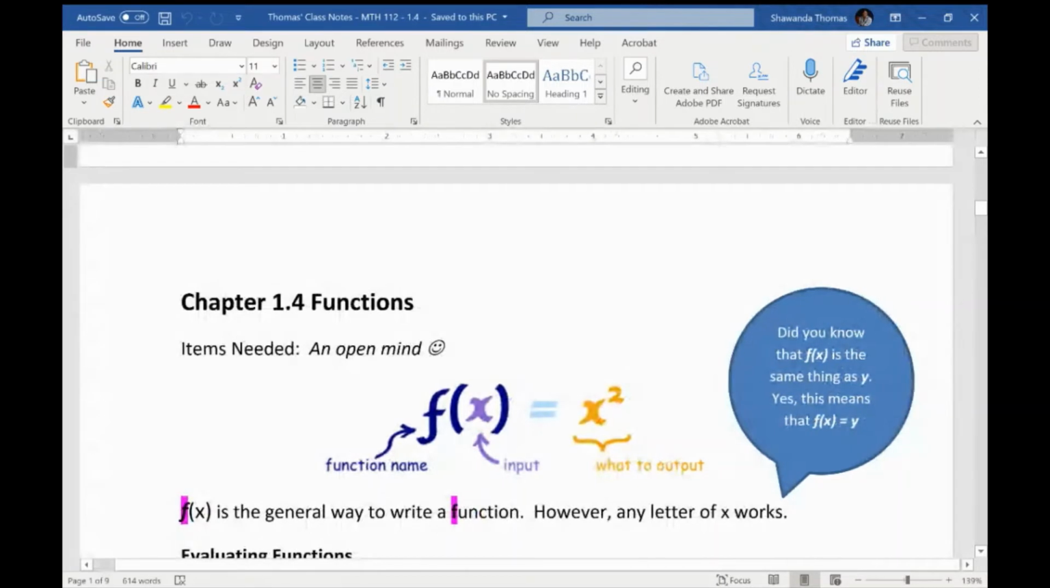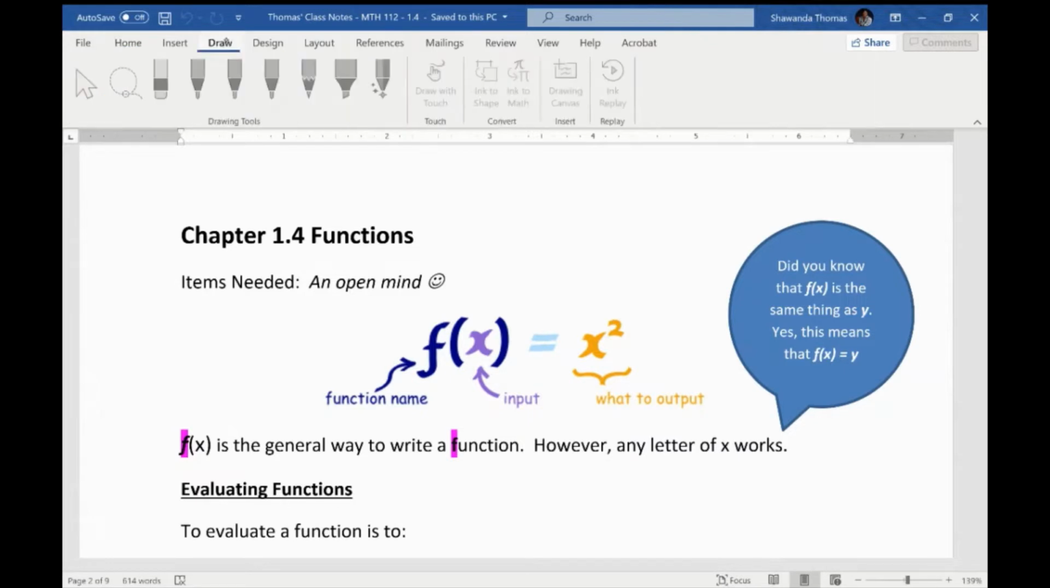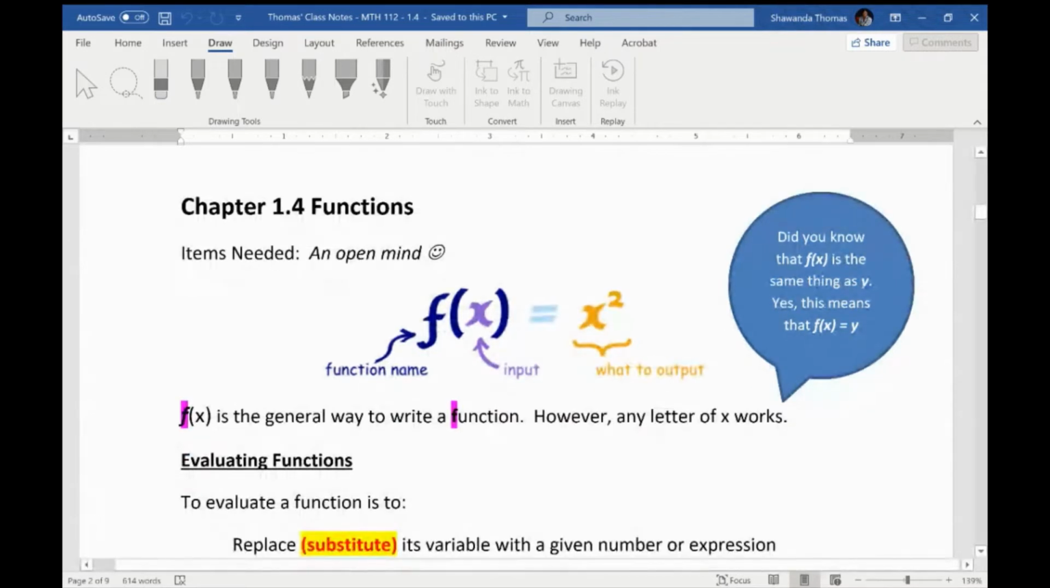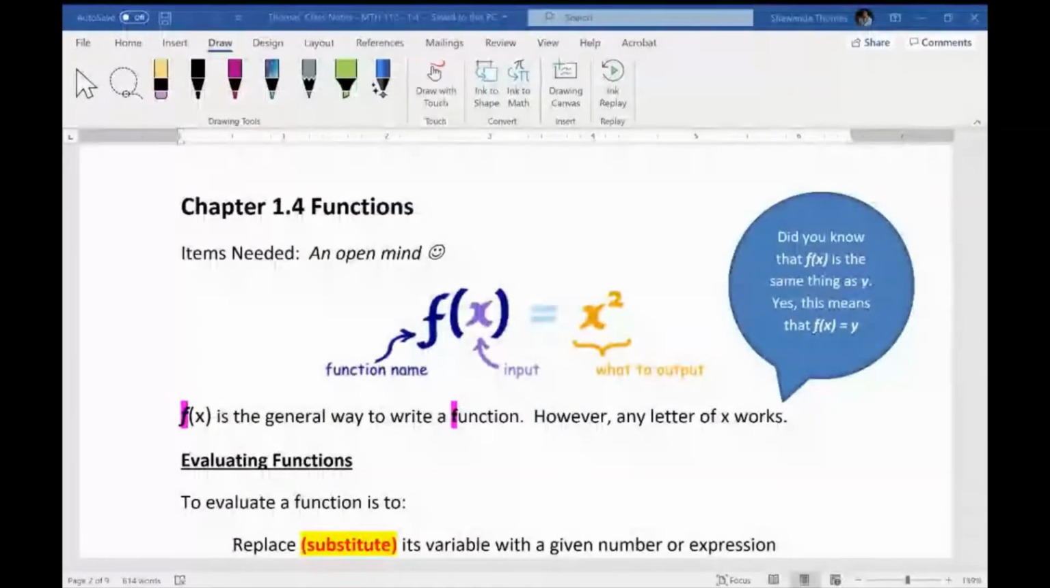So we have f of x. Can I write on this? For some reason it's not letting me write on it right now. Hold on for a second. Hold on. All right, I just opened one and it worked.